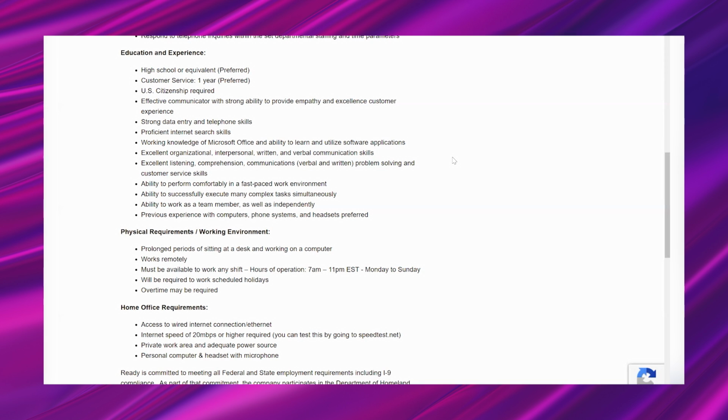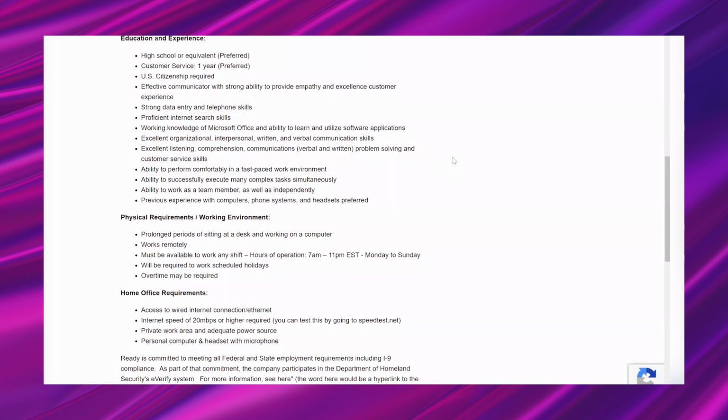And then physical requirements and working environment. It says prolonged periods of sitting at a desk and working on a computer, works remotely, must be available to work any shift during the hours of operation, which are 7 a.m. to 11 p.m. Eastern Time, Monday to Sunday. And then will be required to work scheduled holidays, days overtime may be required.